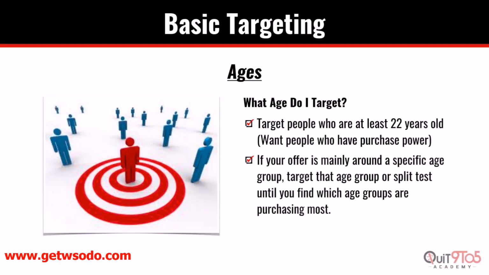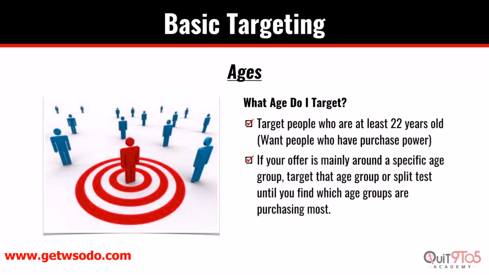Now, of course, there's exceptions to the rule. There are 18-year-old entrepreneurs who make some pretty decent money, but they're definitely the exception to the rule. So one thing that we like to do is just shave off those 4 years and just kind of start at 22. Another thing you're going to want to do is take the data from your market research and locate the specific age group that your offer appeals to, and you can just target that age group. Or you can simply split test until you find which age groups are purchasing the most.